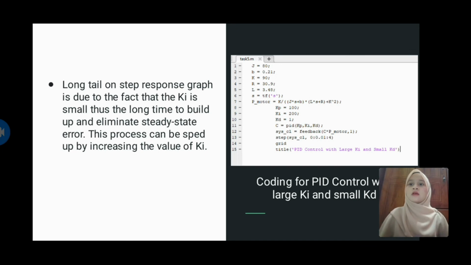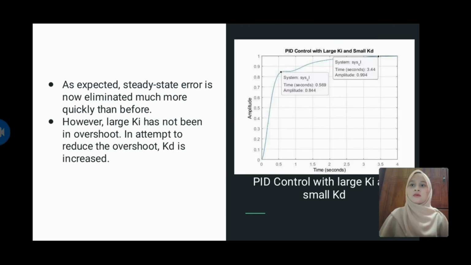The long tail on the step response graph is due to the fact that Ki is small, thus it takes a long time to build up and eliminate steady state error. So this process can be sped up by increasing the value of Ki. As expected, the steady state error is now eliminated much more quickly than before. However, large Ki has resulted in overshoot, so in an attempt to reduce the overshoot, Kd is increased.